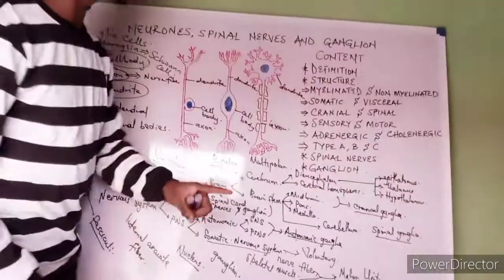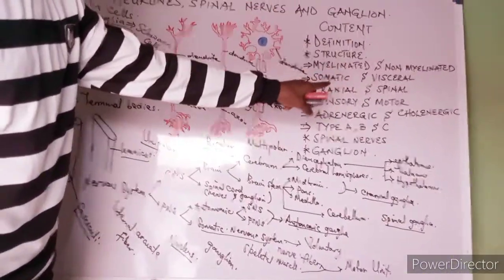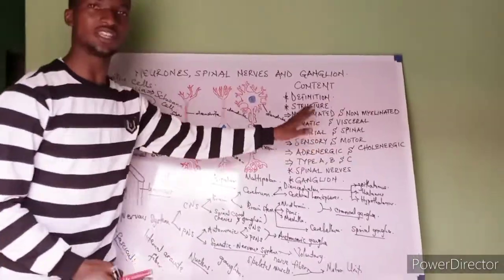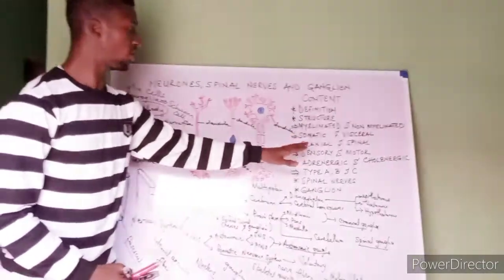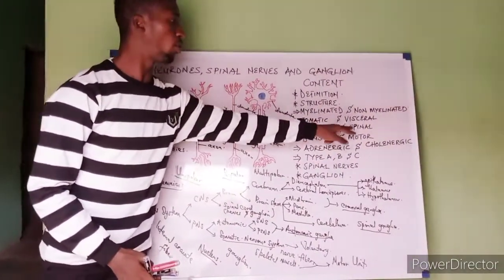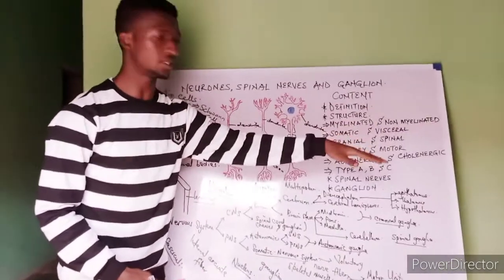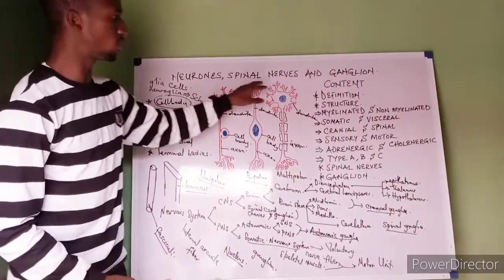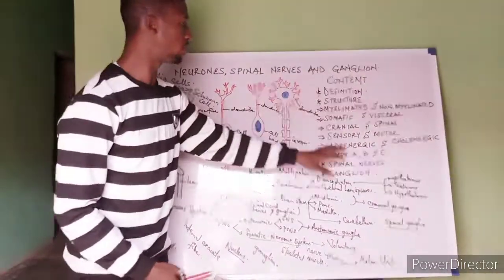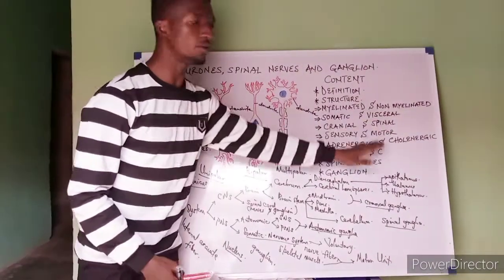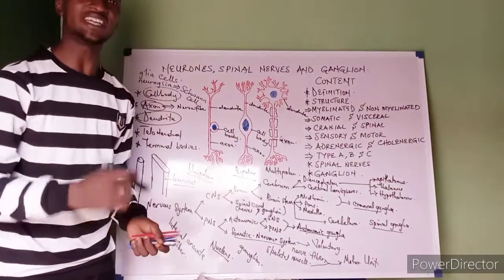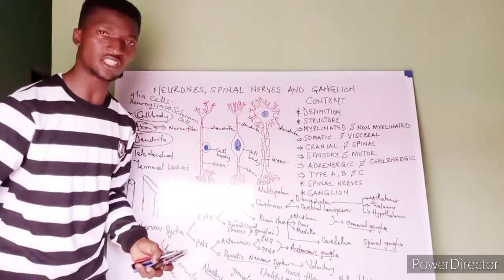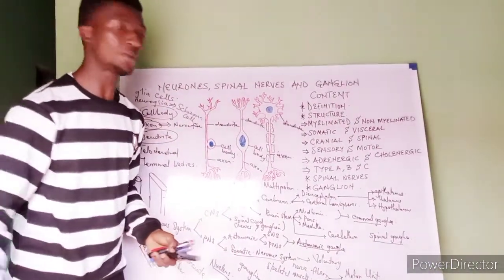We also have what is referred to as sensory. We also have cranial and spinal nerve cells. What are cranial nerve cells? Cranial nerve cells develop from the brain. But when we talk about spinal nerve cells or spinal nerve fibers, they develop from the spinal cord. We're going to look deeply into spinal nerves and see how they are formed. We also have the sensory and motor. When I say sensory, the aggregation of these nerve cells transmit impulses towards the brain or spinal cord.